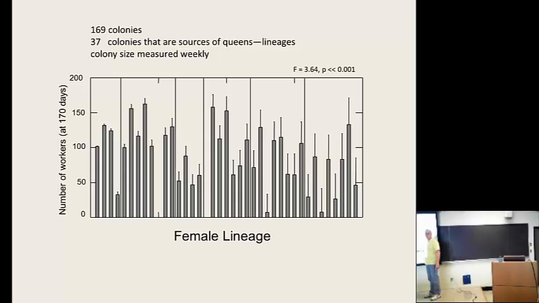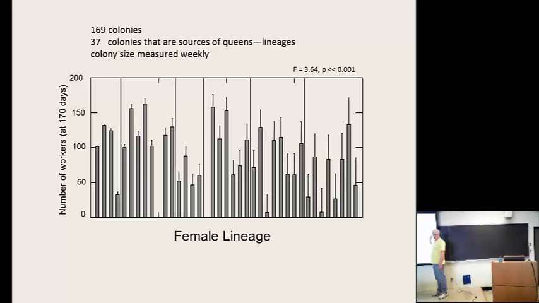Some matrilines just don't do very well. They have very small colony sizes. This is not the colony size, this is the average colony size for however many colonies came from that source of queens. Others are doing really well. There's obviously a substantial difference among lineages here. A really whoppingly significant difference among lineages.